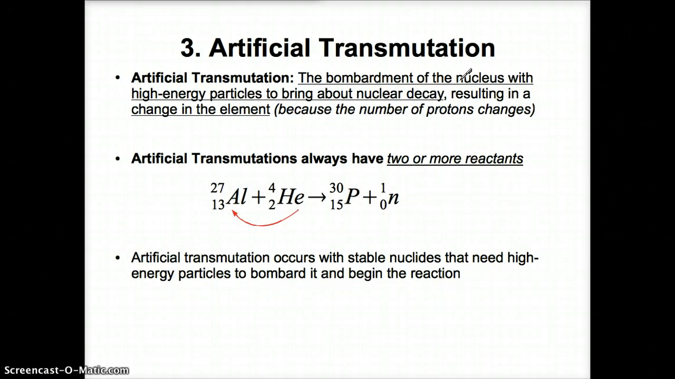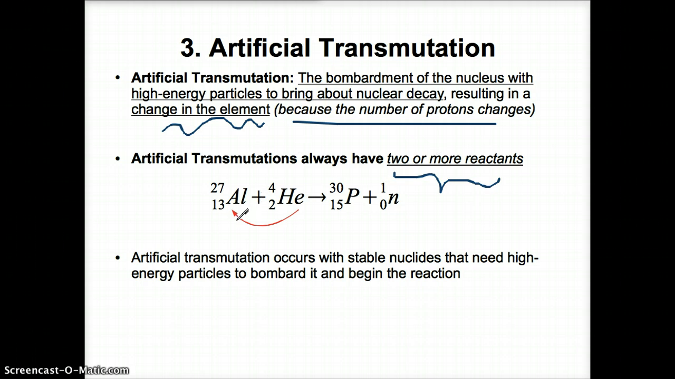Next up is artificial transmutation. Artificial transmutation is the bombardment, or hitting, of a nucleus with high energy particles to bring about nuclear decay, and that results in a change in the element's identity because the number of protons changes. Artificial transmutations can be identified on the basis that they always have two or more reactants that form a different element or elements in the products.